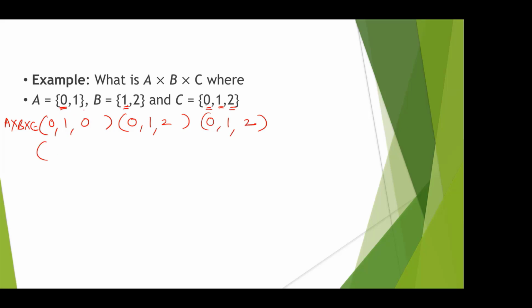Now next, if we take the first element of A, second element of B, and first element of C. So we are going to do all possible combinations. Then first element of A, second element of B, second element of C: 0, 1, 2.